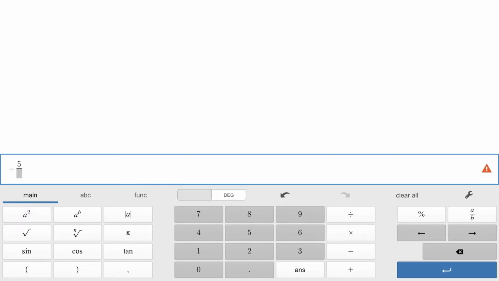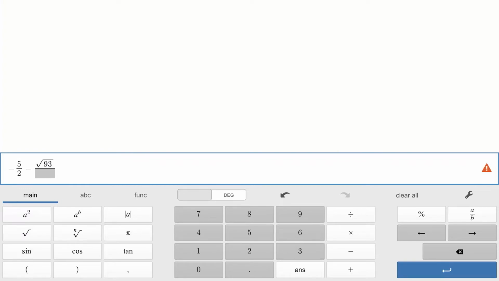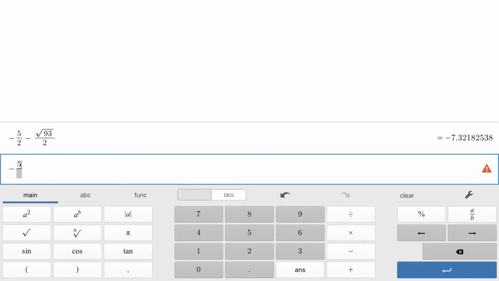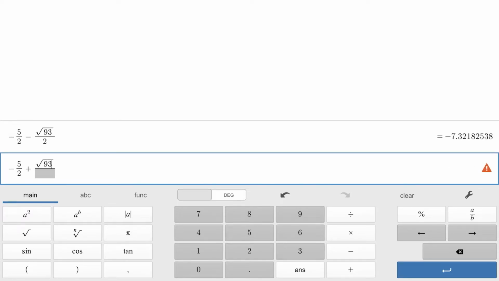So this is negative 5 over 2. Okay, and then I've got minus the square root of, but I still need a fraction here, the square root of 93 over 2. And this answer right here gives me negative 7.321825338. Then I'm going to do this again, but with a positive sign in between. So negative 5 over 2. And then I'm going to say plus, put in a fraction, the square root of 93 over 2. And my other answer is 2.321825338.